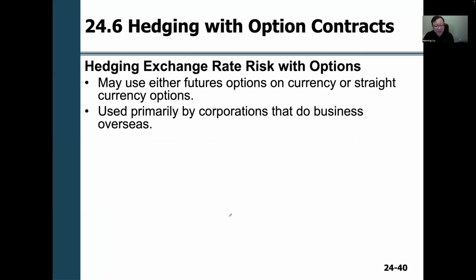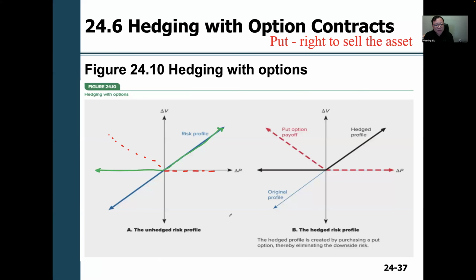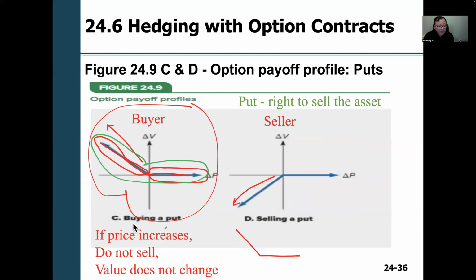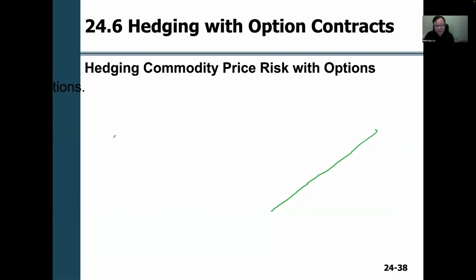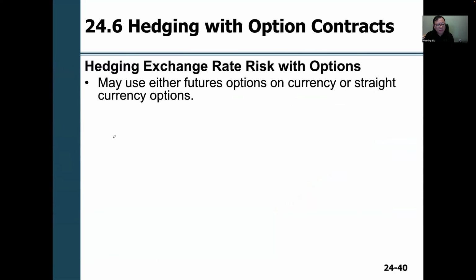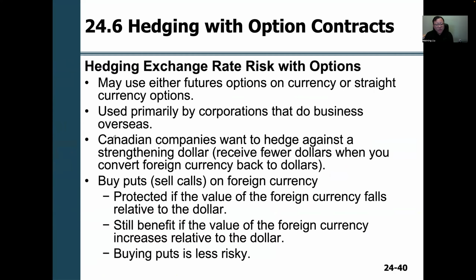So basically, that's this picture. When you buy puts, if you are the buyer, and the foreign exchange rate falls, you are able to sell it at a better price, so therefore you are gaining. If the value of the foreign currency falls relative to the dollar, the price is falling. You want to exercise your put option, then you can sell at the exercise price.